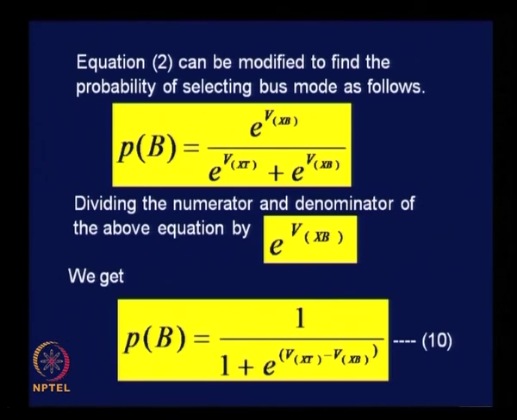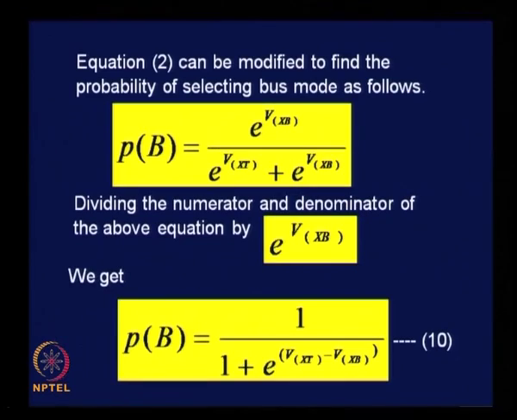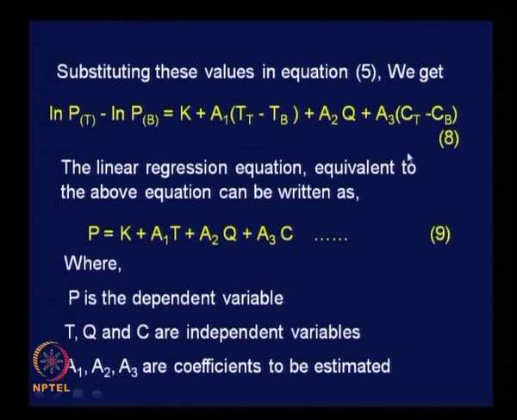What is P of B? Probability of choice of bus, right. We get this probability using this very simple equation, which is nothing but 1 by 1 plus e power Vxt minus Vxb. Do we have the value of Vxt minus Vxb with us at this stage? If you go back and see, the right hand side is nothing but Vxt minus Vxb.